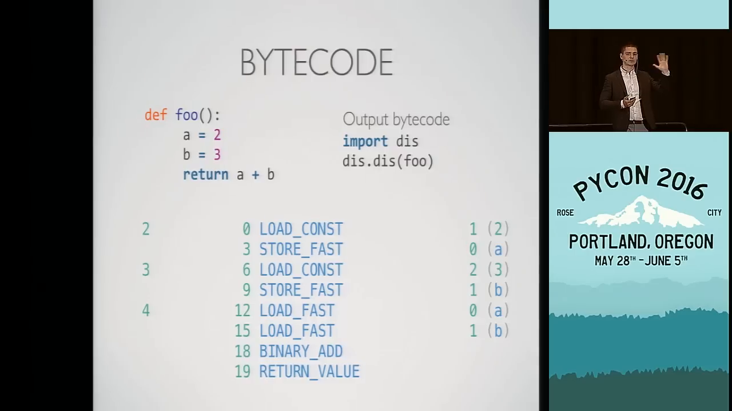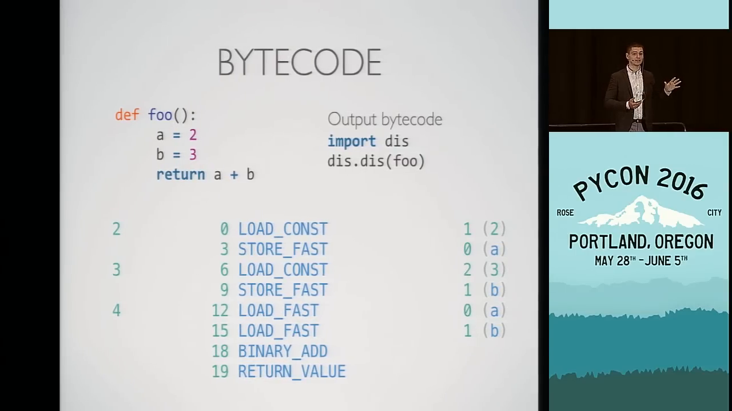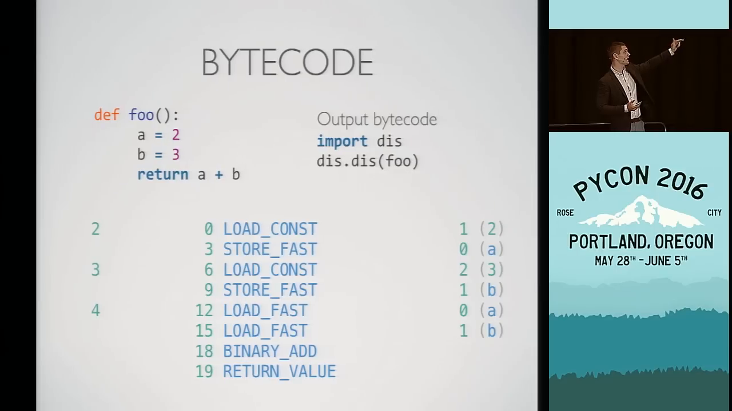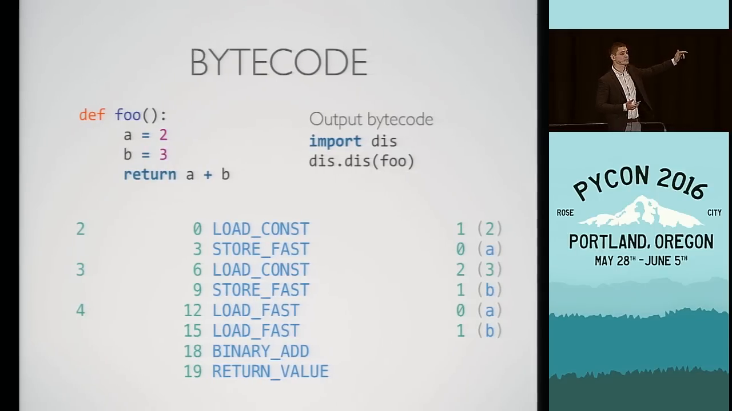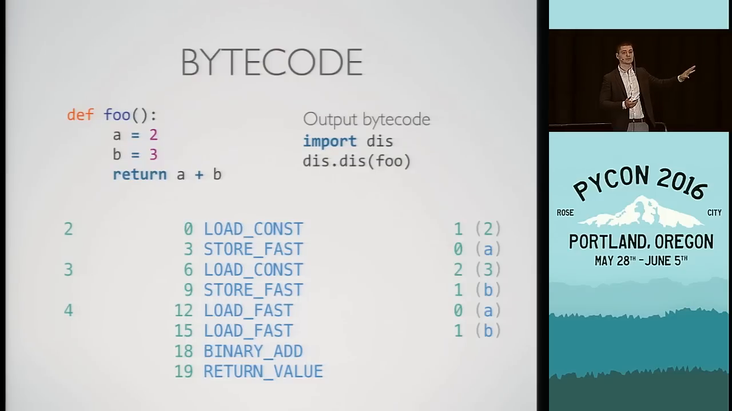If you've done any assembler of any sort, it kind of looks familiar. And what it actually contains is these 3 lines of source code represented as operations. And if you just look at it, it's very obvious what it actually does. The first line loads a constant, so that's number 2. Then it stores that in the variable with an index of 0. Then we do a second constant and store it in a variable. Then we load those variables back, we do a binary sum, and then we return a value.